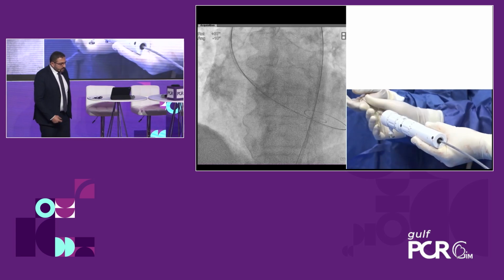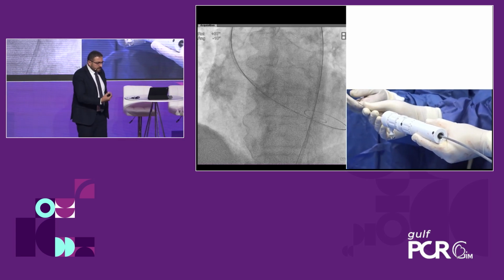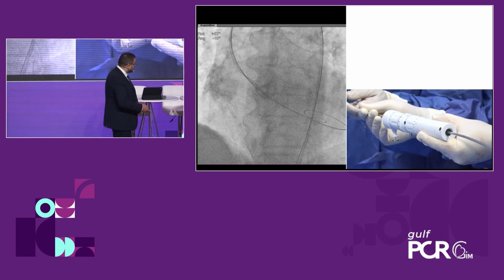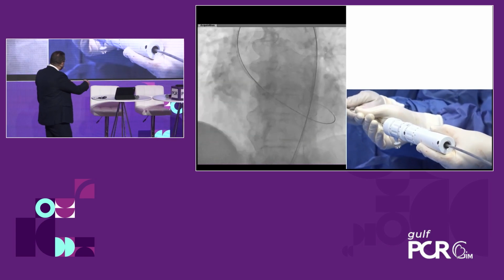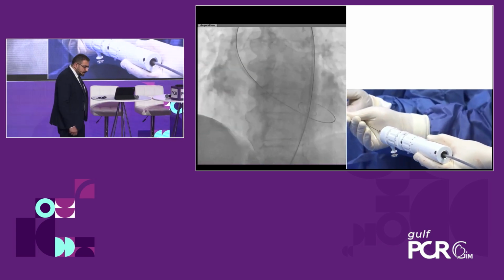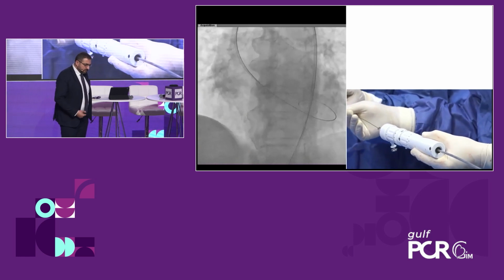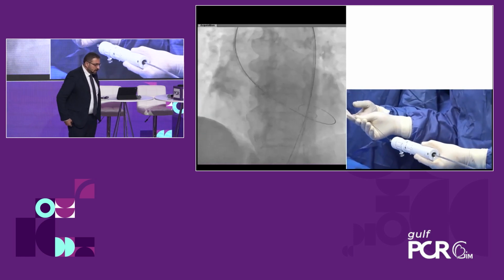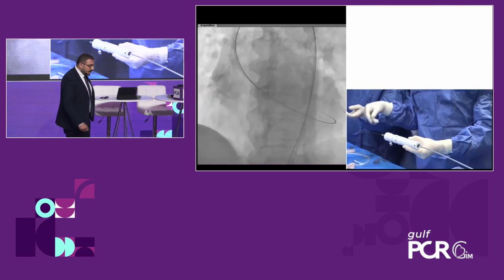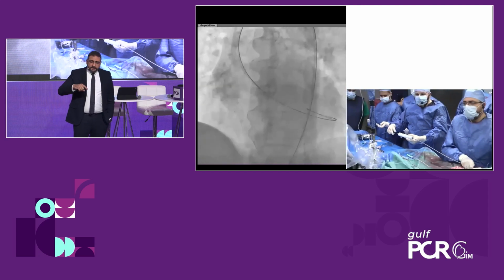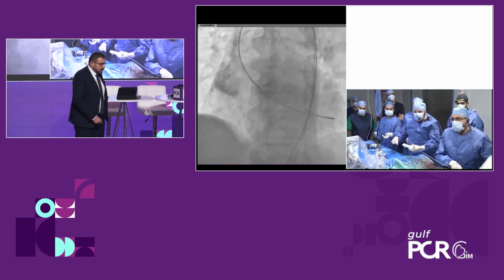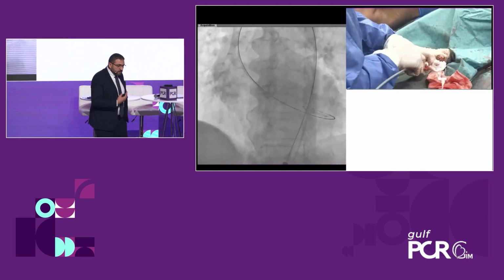So this is the delivery system of the ACURATE. We introduce it with the safety knob at 6 o'clock, as you see here. And we advance it till we reach the ascending aorta. And we do one extra step in the ascending aorta, namely the commissure alignment step.